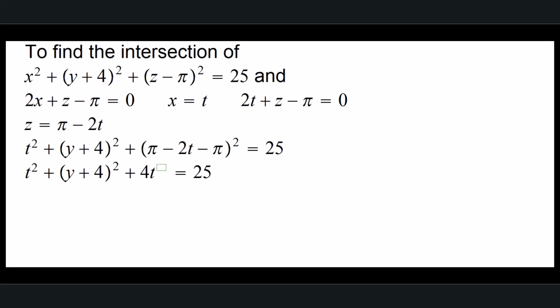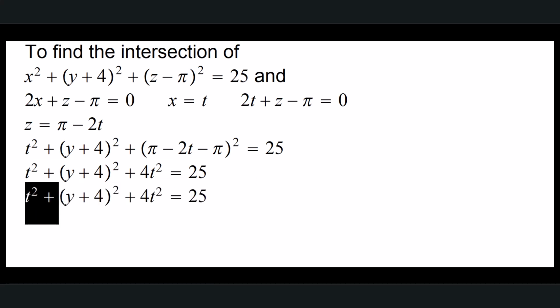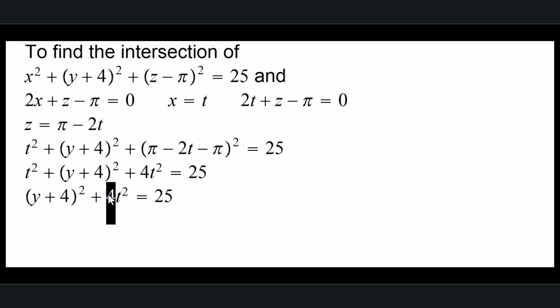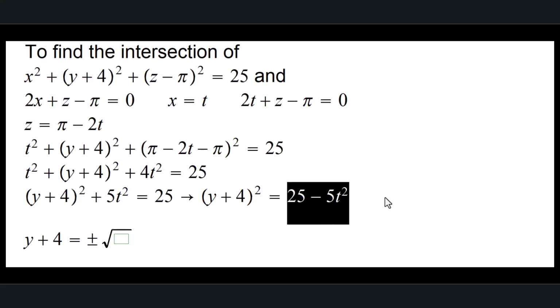4t square plus t square is 5t square. So we're just going with our algebra 2 techniques or algebra 1 techniques, wherever you did it. So this is 5, and what that gives us is that y plus 4 square is 25 minus 5t square, and the result is that y plus 4 is the square root, and of course that will be plus minus a square root of this quantity.